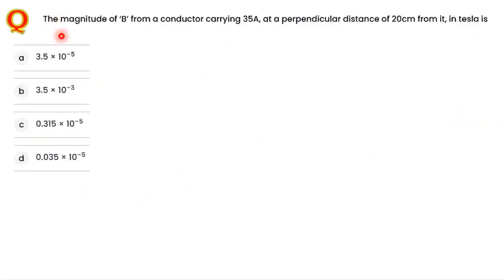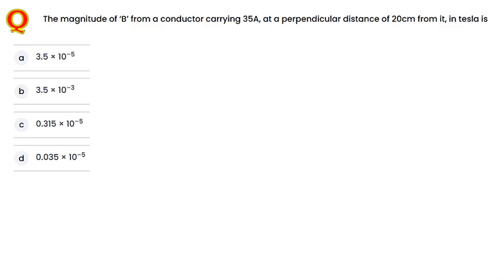What is the magnitude of B from a conductor carrying current 35 ampere? See here, this is 35 ampere. The magnitude of the magnetic induction or magnetic field from a conductor of 35 ampere. This is a simple concept: when a current passes through a conductor, at the distance they have mentioned here, 20 centimeter, it will produce a magnetic field. So what is that magnetic field in Tesla? We are going to find out here.